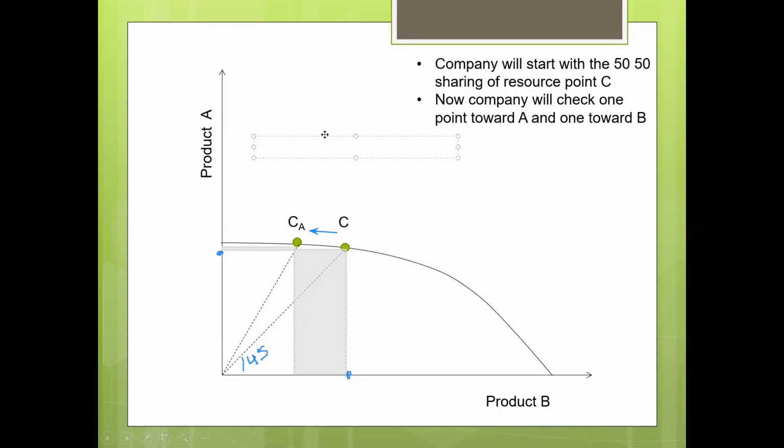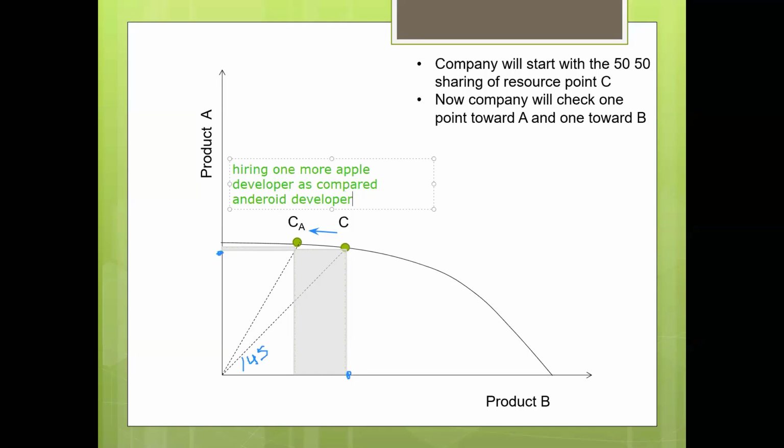he is hiring one more Apple developer as compared to Android developer. So there is one less Android developer and one more Apple developer. So what will happen? There is an increase in Apple production. How much is it increased? Let me take a dot. So it is increased from this to this much. Only this small amount has increased.